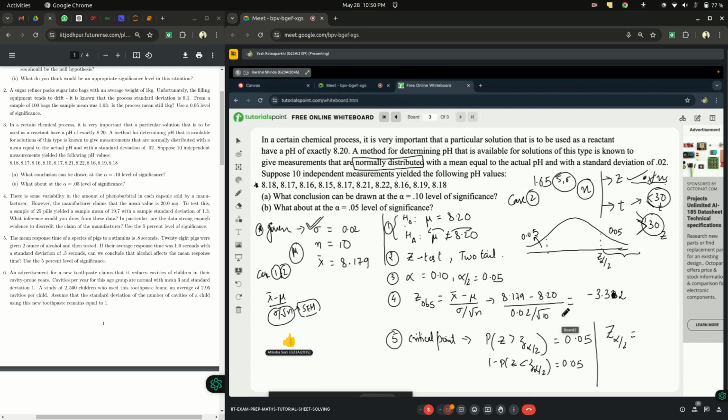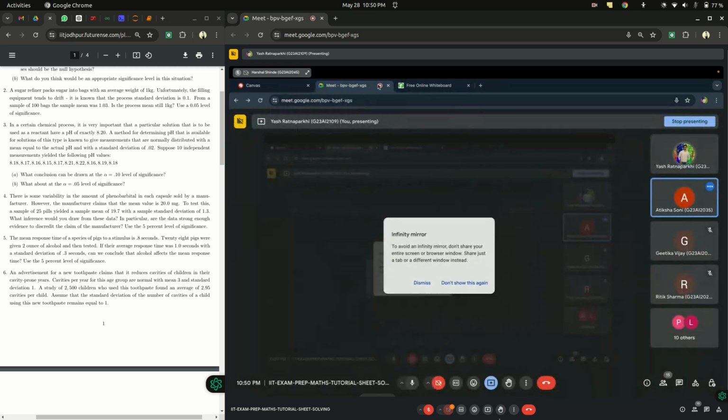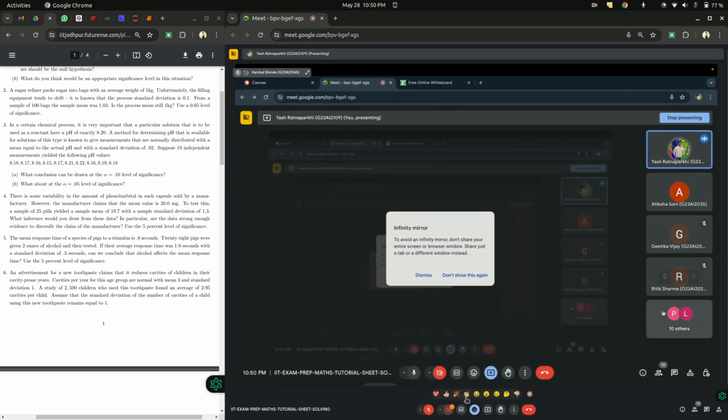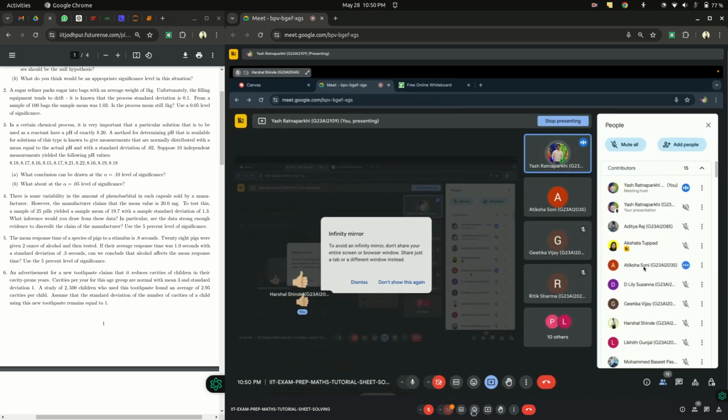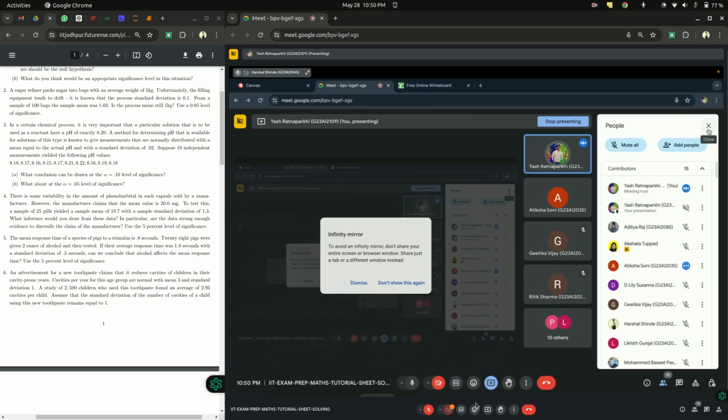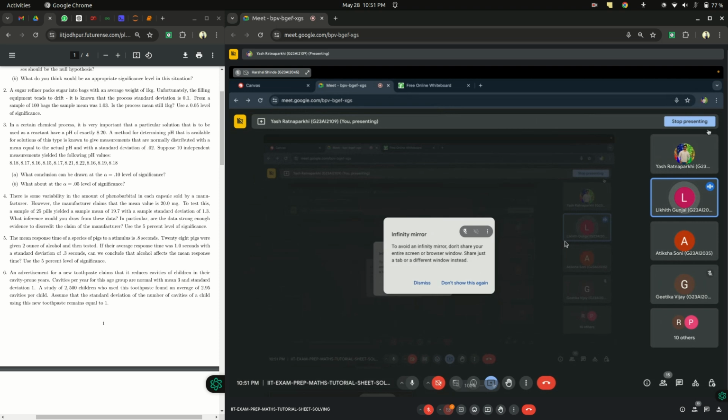Chalo, guys. Other than that, did you get the answer? We gave enough time. Did you all get the answer? Pratiksha ma'am, Gitika ma'am got it. Ritik bhai, other than that, Lily ma'am, Harshal, Likhit, did you get it? What is the answer, Harshal? Yeah, we reject H naught.